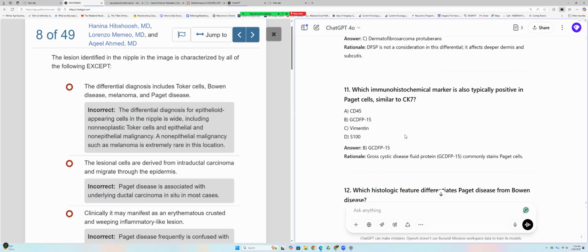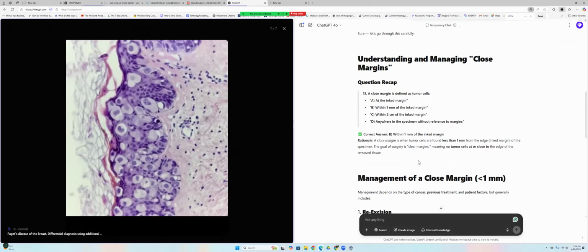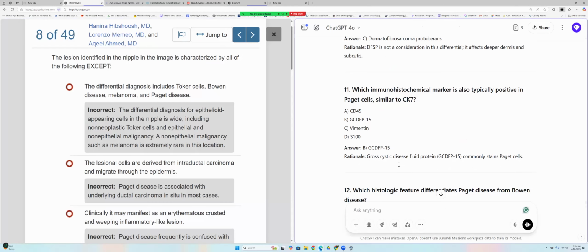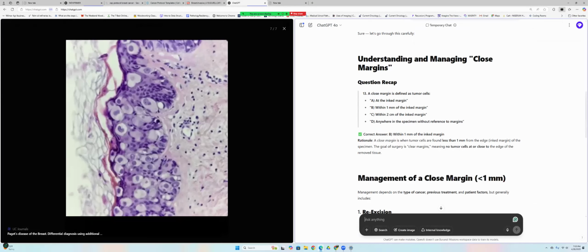Very good. Which immunohistochemical marker is also positive in Paget cells, similar to CK7? GCDFP-15. No, we mentioned it. Let me mention all the markers that are positive for Paget disease. CK7, HER2/neu, GCDFP-15.